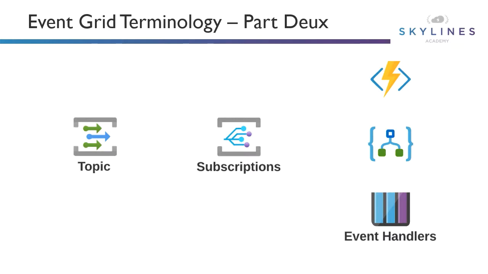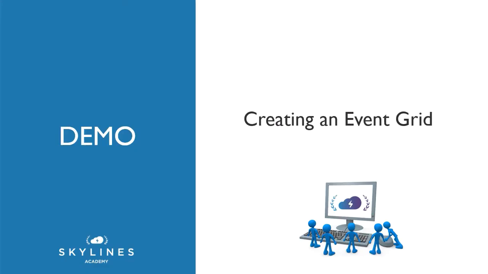Finally, after we've gone through all this work of ingesting the events and filtering them, we now have the event handlers to process the events. This is where we can act based on the events received. These can include webhooks, storage queues, or Azure functions. In summary, Event Grid takes the information in, can filter it, and then pass it along to a handler so that it can be processed. Let's jump in the portal, create an Event Grid, and see how they work in action.